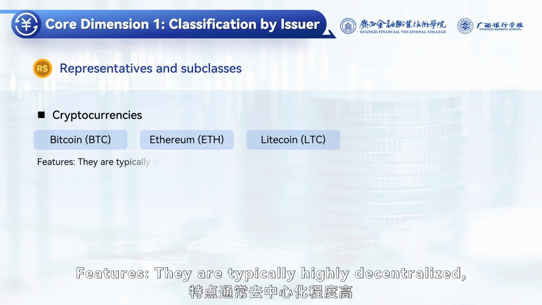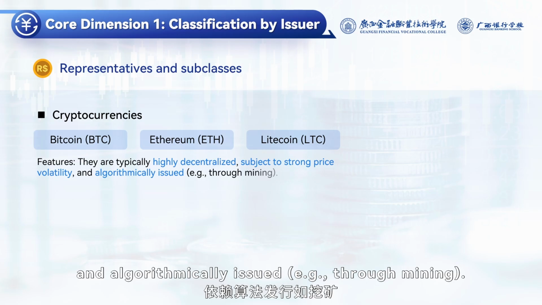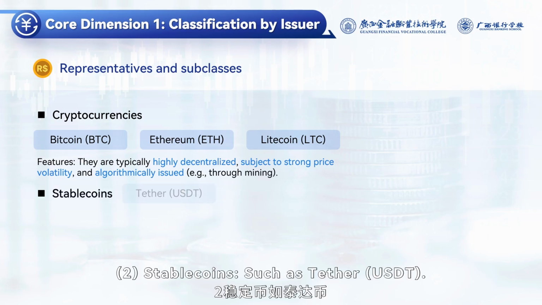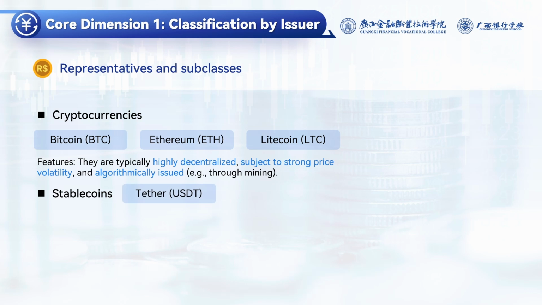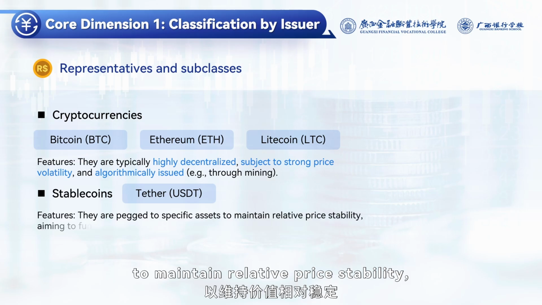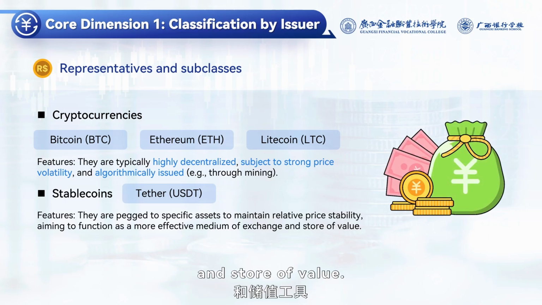Features: they are typically highly decentralized, subject to strong price volatility and algorithmically issued, e.g., through mining. 2. Stablecoins, such as Tether, USDT. Features: they are pegged to specific assets to maintain relative price stability, aiming to function as a more effective medium of exchange and store of value.